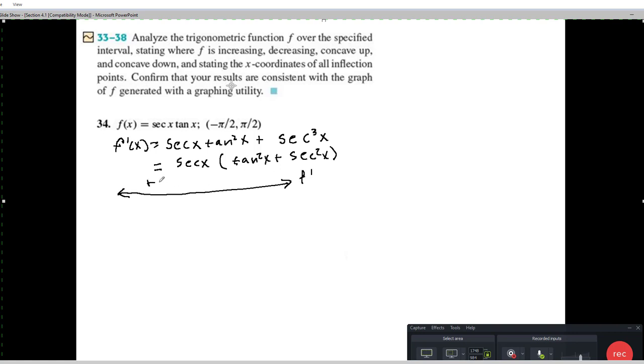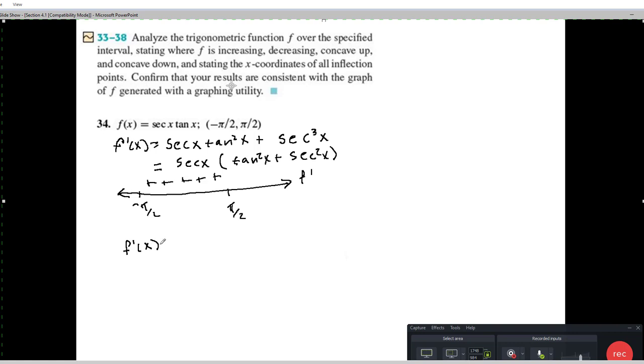It's always positive over the interval from negative pi over 2 to pi over 2. Beyond that, we're not being asked, so we're just being asked in this interval. Concavity is told to us by the second derivative, so we find the second derivative.